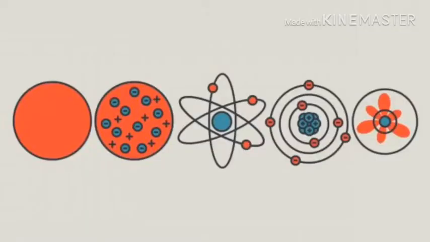In 1803, John Dalton proposed an atomic theory with spherical solid atoms based upon measurable particles of mass.